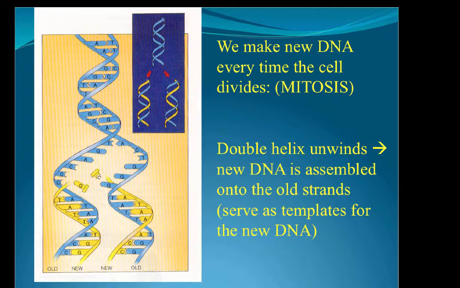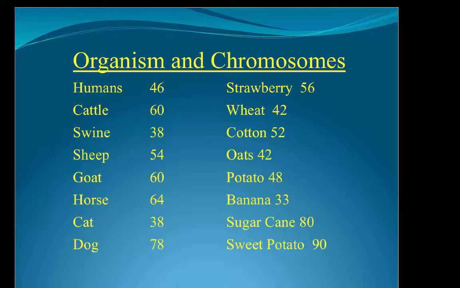The DNA replication process happens in a couple of different ways. We make DNA every time a cell divides, and that is primarily going to happen in mitosis if we're talking about somatic cells. Just an overview of this process: the double helix is going to unwind, the new DNA is going to be synthesized off of the older template strands, and that older template strand is then going to create two new strands of DNA.